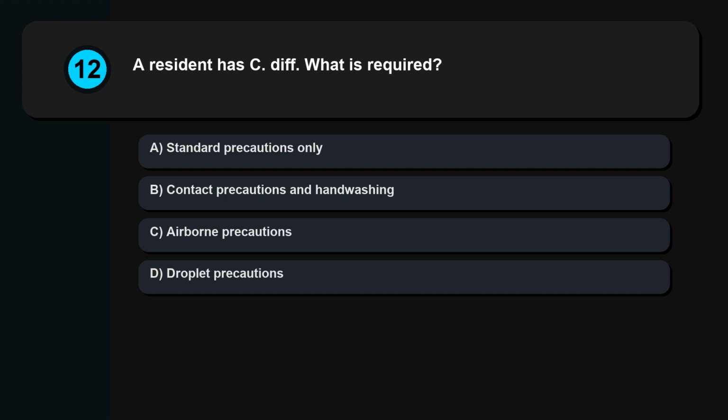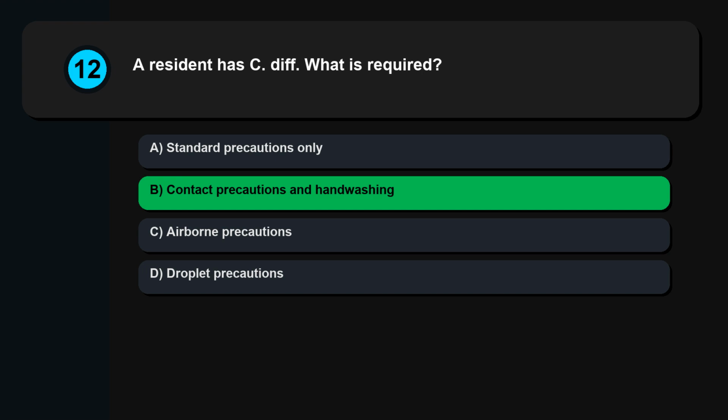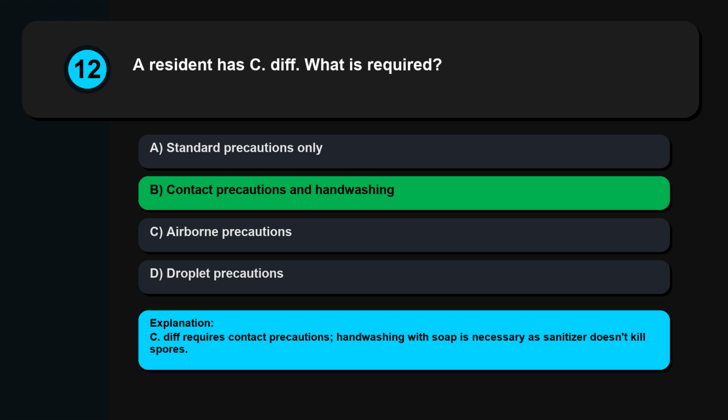Question 12. A resident has C. diff. What is required? Standard precautions only. Contact precautions and hand washing. Airborne precautions. Droplet precautions. C. diff requires contact precautions. Hand washing with soap is necessary as sanitizer doesn't kill spores.